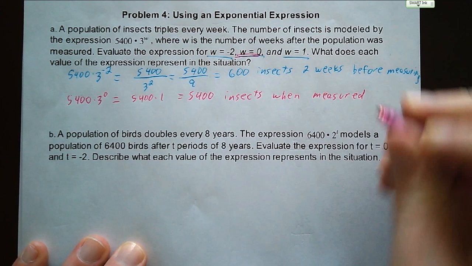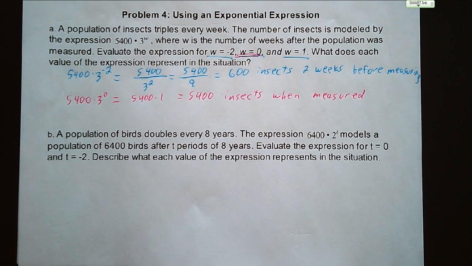Because we are not afterwards, our w is 0. We have not let any time pass yet. So it is 5,400 insects when we are measuring.